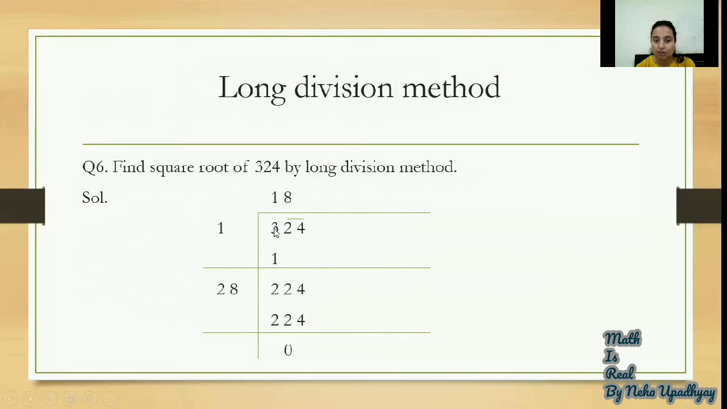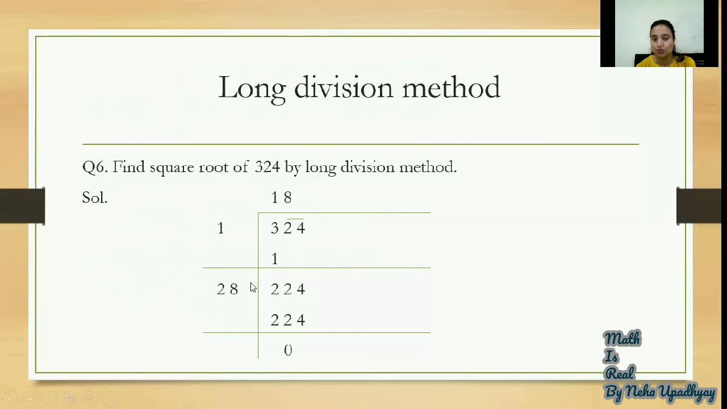So 3 minus 1, 2 you will get, and this 24 will come down. So 224 is here. Now, how is this number coming? Pay attention. You can add 1 plus 1, 2, or you can double this number, twice of this number. 2 ones are 2. Now how is this number coming? Here 224 was there and here only 2. Just check, okay, 2 ones are 2.